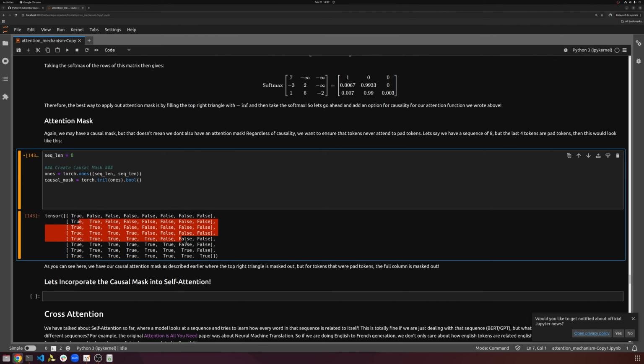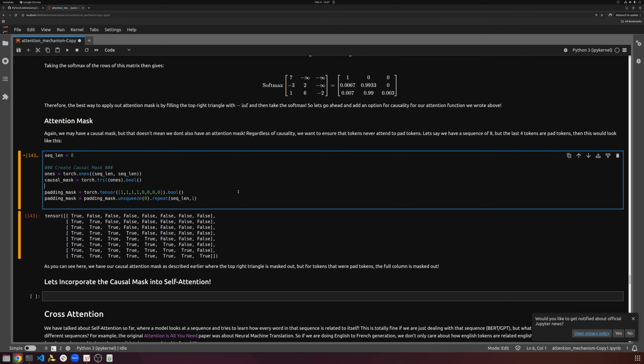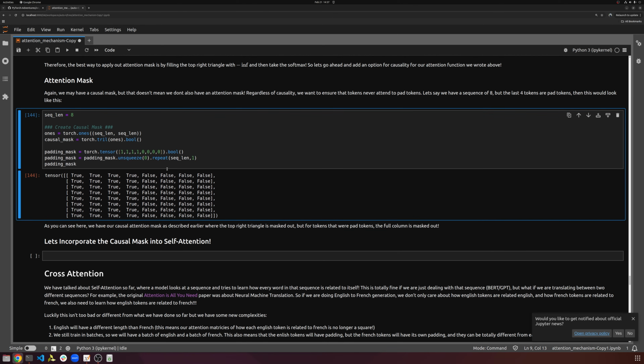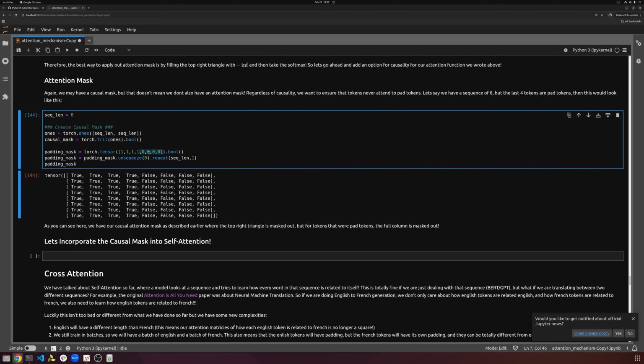This is our first mask. Now let's pretend I'm going to create this padding mask right here. Let's copy paste this in. So let's pretend this is our padding mask, and we can look at it. It's nothing crazy. It's exactly what we did before. Basically, I have the last 4 things set to false, like we don't want to compute attention on them, which means the last 4 columns are set to false.